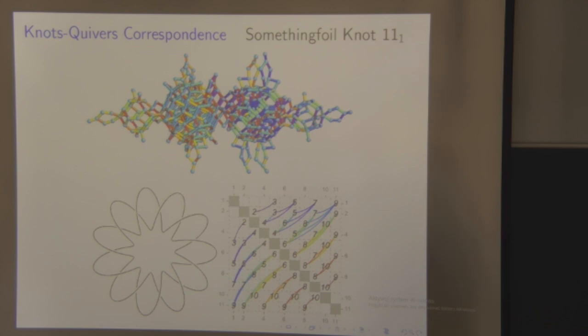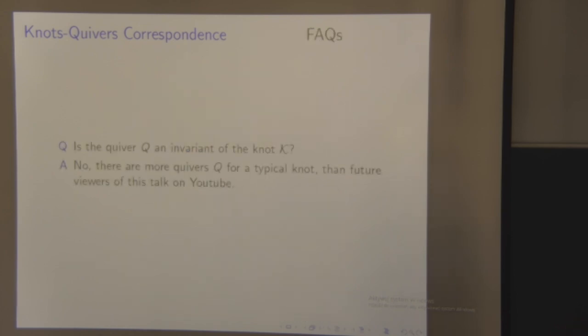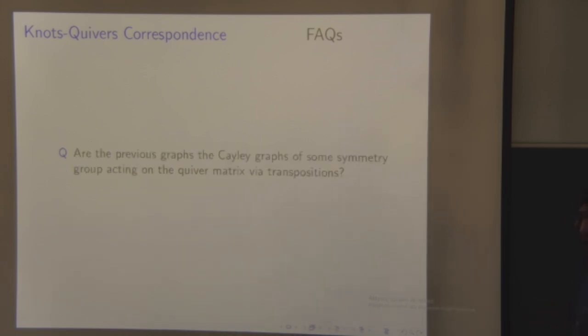for other knots, and even Mathematica at some point just spits out a number and says like, well, here's your graph, you plotted yourself too many nodes. So, short answer, no. There are more quivers for Q, for a typical knot, than viewers of this talk will have on YouTube. The next question, are the previous graphs Cayley graphs of some symmetry group acting on the quiver?